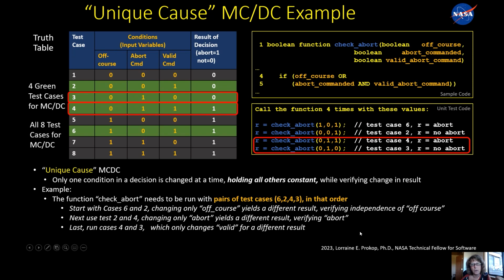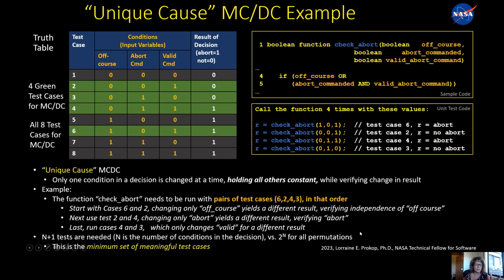So these 4 tests, actually it's n plus 1, n being the number of conditions. You need n plus 1 tests to do the unique cause form of MCDC, and what it represents is the minimum meaningful set of test cases to do this form.